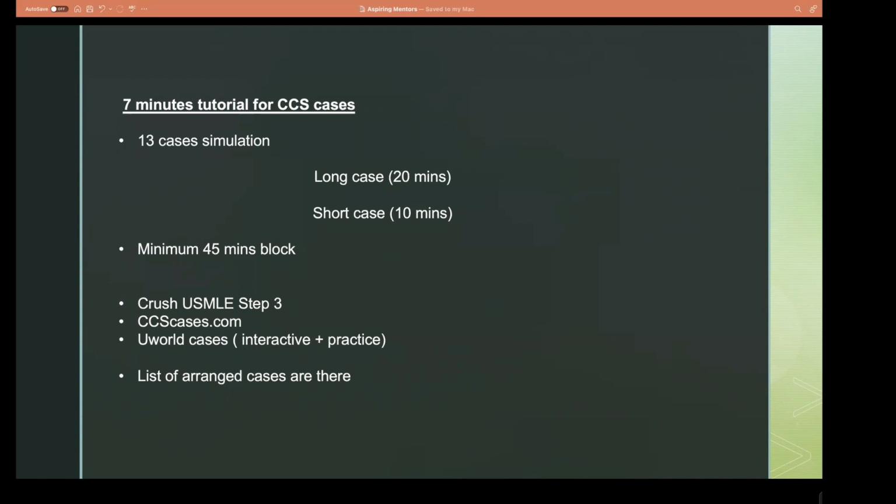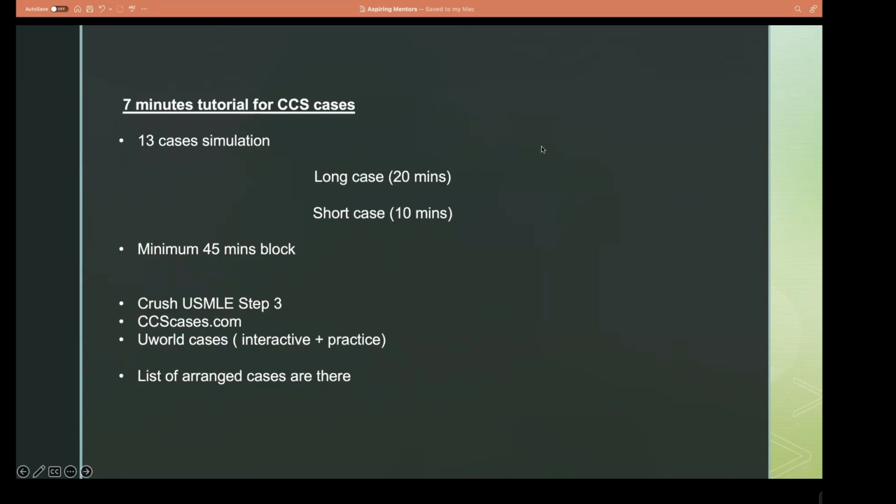How many CCS cases per block and how many blocks for these cases? 13 cases are there in total and 13 blocks are there. This is the same thing, that the 45 minutes break is there that you have to manage in doing blocks as well as in CCS cases. But there is a pattern to do the CCS cases, and the pattern is you have to do it slow. I will tell you that thing as well, why you have to do it slow.